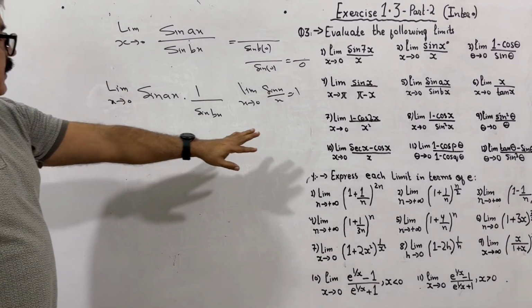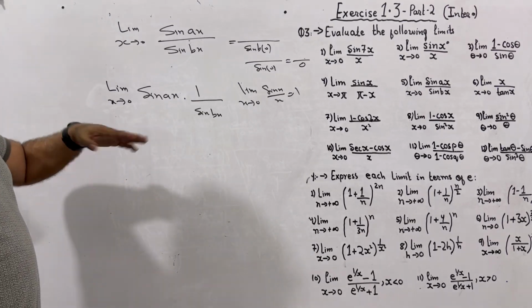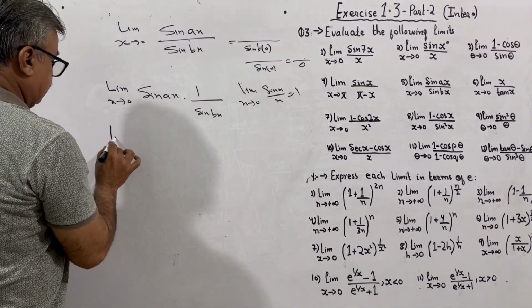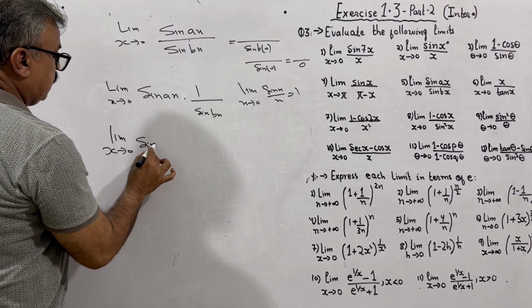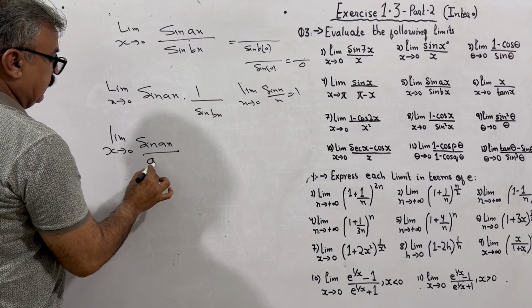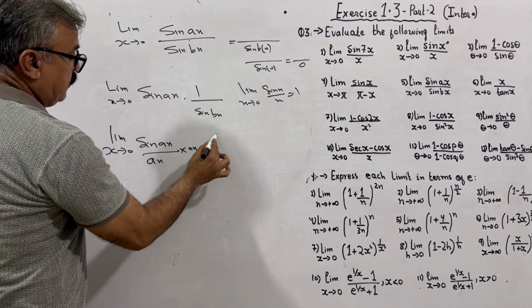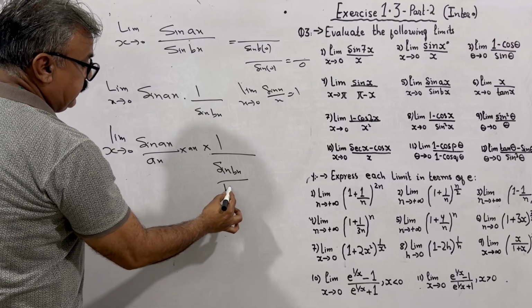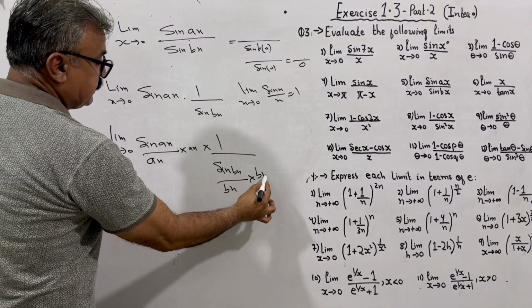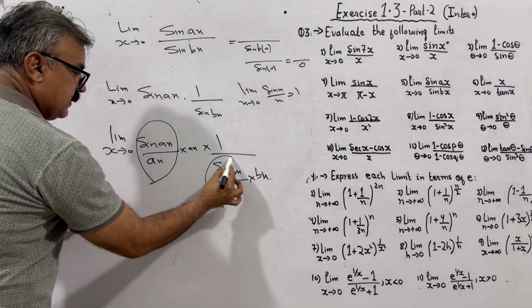Look at this formula. There is a deficiency of ax, there is a deficiency of bx. Compensate that by dividing and multiplying. We have limit x tends to 0 of sin ax over ax, compensated, divided as well as multiplied. Look here, 1 over sin bx, divide and multiply by bx. Now it's very safe, it's equal to 1, and this is also equal to 1.